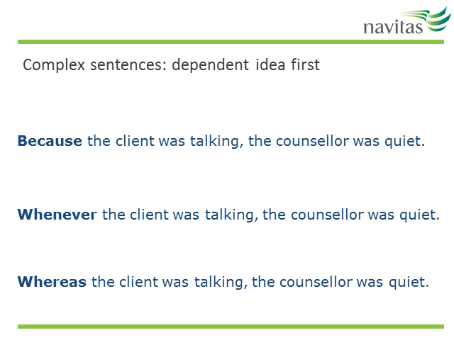Now take a look at these examples and notice how they are different from the previous examples. In these examples, the dependent idea is now first. In other words, we've flipped the sentence around. The other thing to notice is that now we need to use a comma to separate the two parts of the sentence.